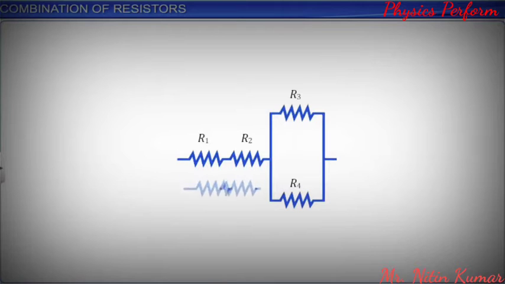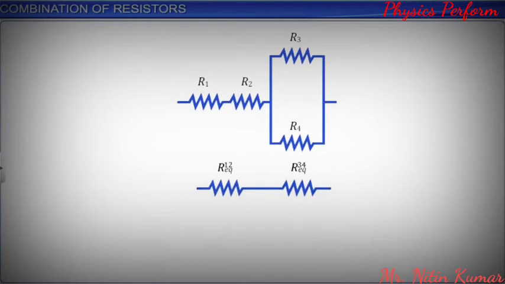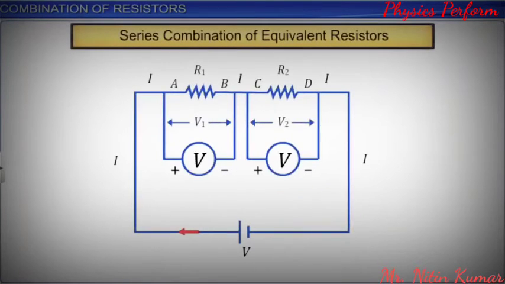Equivalent resistance is the resistance of a single resistor that can replace the given combination of resistors in the circuit without affecting the total current in the combination and the voltage across the combination. Let us now derive equations to find the equivalent resistance of the various types of combinations of resistors. Equivalent resistance of a series combination is obtained as follows.